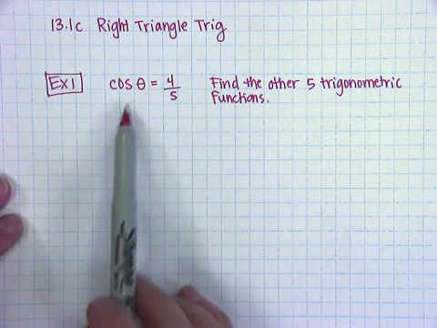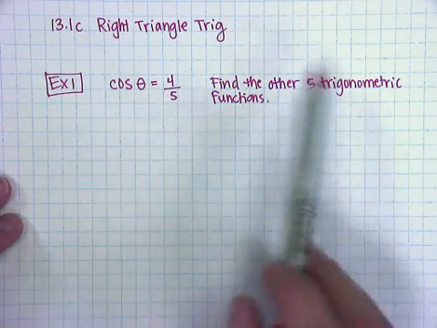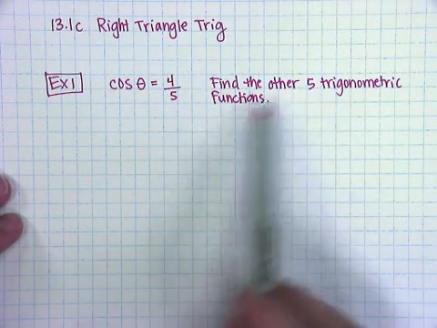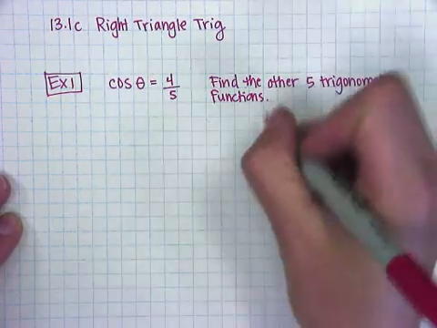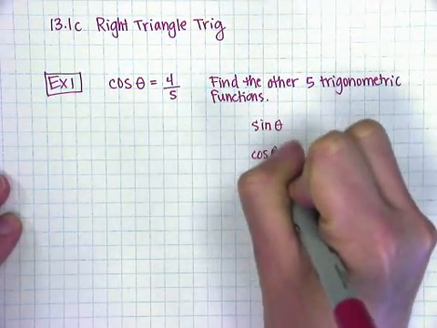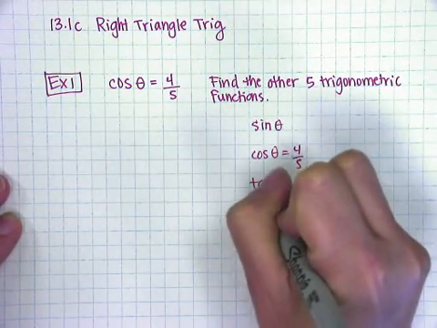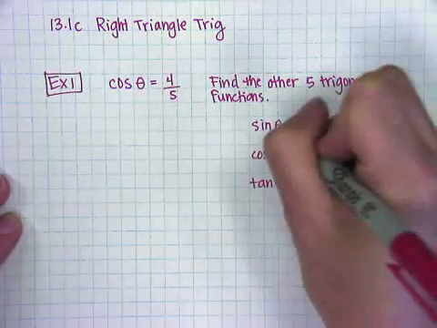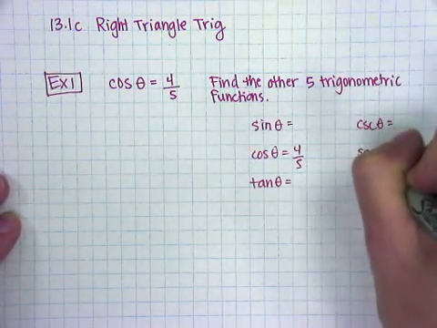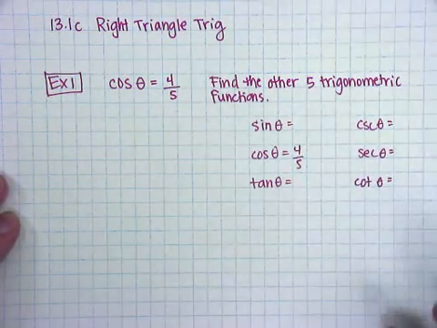So if you get the information that cosine of theta equals 4 over 5, and the problem asks you to find the other 5 trigonometric functions, what they want you to find is the sine of theta. We already know the cosine of theta is 4 over 5. They want you to find the tangent of theta. They want you to find the cosecant of theta, the secant of theta, and the cotangent of theta.